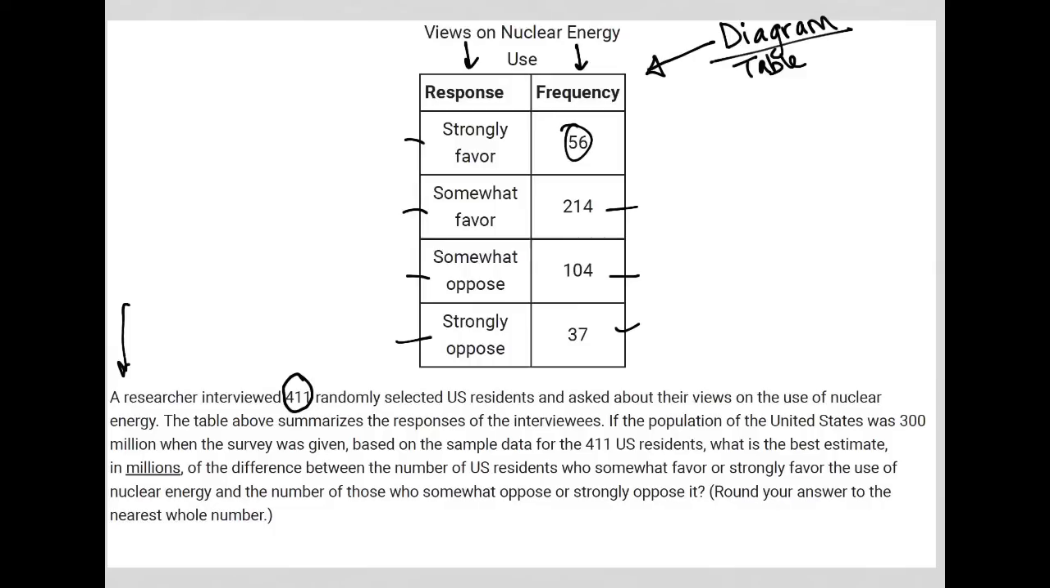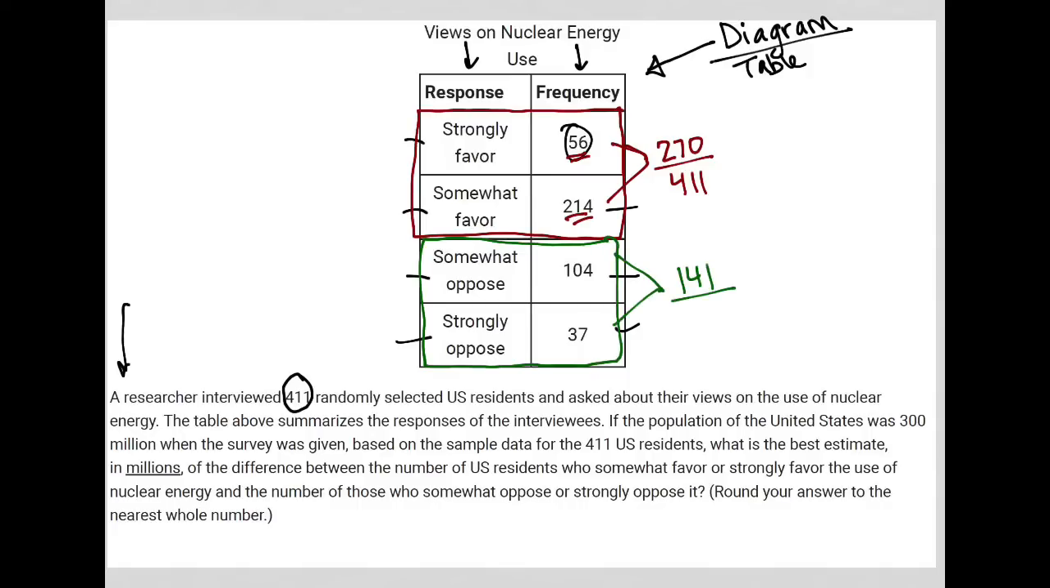So I need to figure out, so I have two groups, right? I have the strongly favor or somewhat favor group. I have these numbers based upon the number of folks that were interviewed, 411. So for those two groups together, that would be 56 plus 214, which is 270 out of the 411. I have this other group down here, somewhat oppose and strongly oppose, and that would be together 141 out of 411.